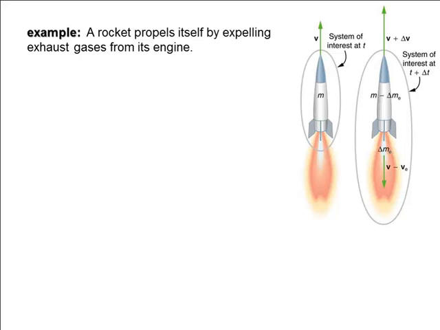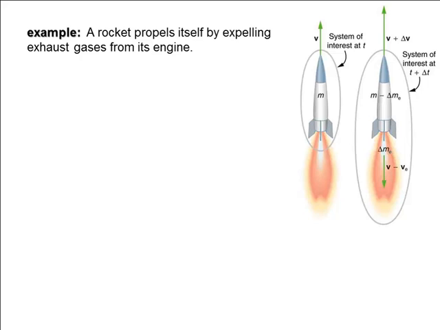The idea is we have to choose a system and we have to be consistent about the system. All parts of the system before and after some event happens have to be the same. So imagine that we start off with a rocket that has a mass m. It's traveling with a velocity v, in this case straight up.